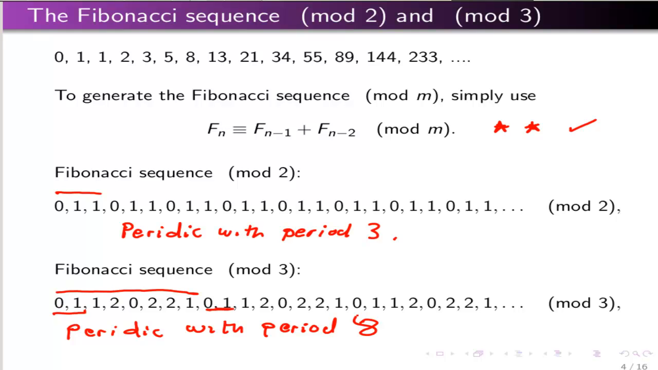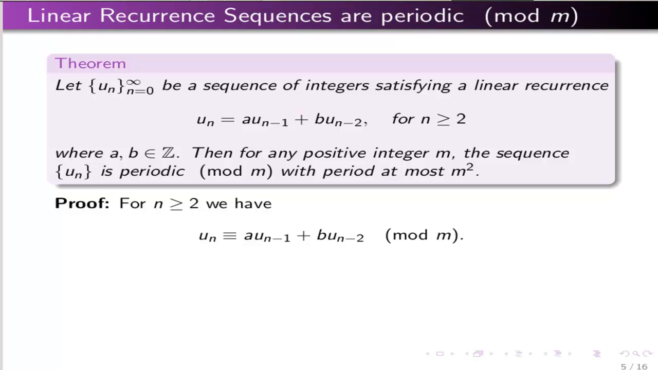So that leads us to ask, is the Fibonacci sequence always going to be periodic mod M? Okay, we can look more generally at any linear recurrence. So let un be a sequence of integers satisfying the linear recurrence right here, where a and b are fixed integers. Then we claim for any positive integer m, the sequence un is periodic mod m with period at most m squared. So in particular, the Fibonacci sequence would be periodic with period at most m squared.